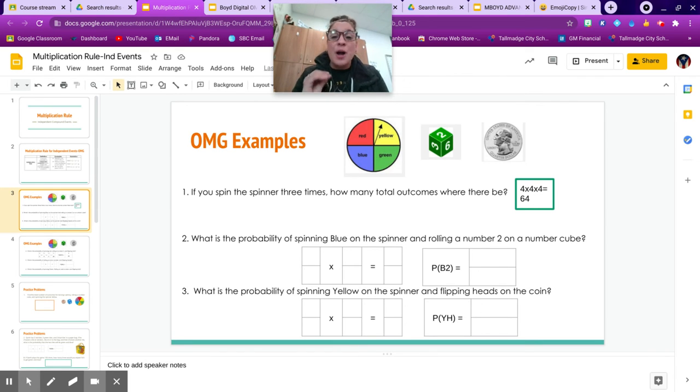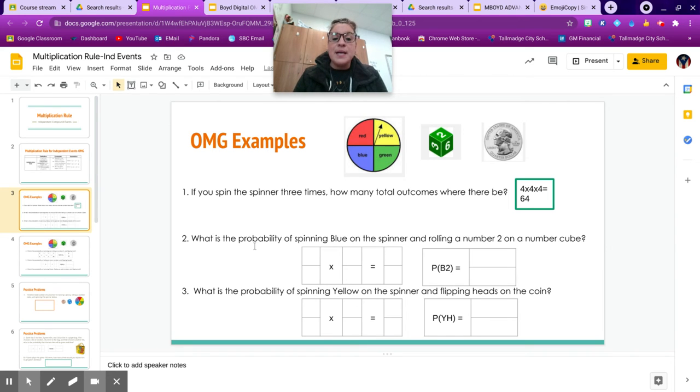So if I were to draw a tree diagram for spinning that spinner 3 times, there would be 64 branches on that tree. Isn't that crazy to think about? That tree would be so wickedly crazy, I don't even want to think about it. So the multiplication rule can help us figure that out much faster, much neater, without all the mess and fuss.